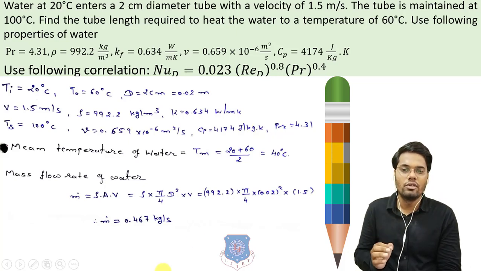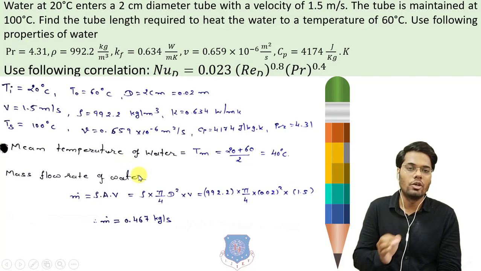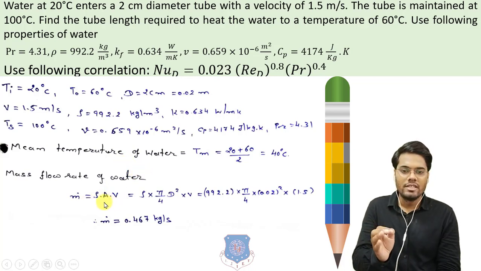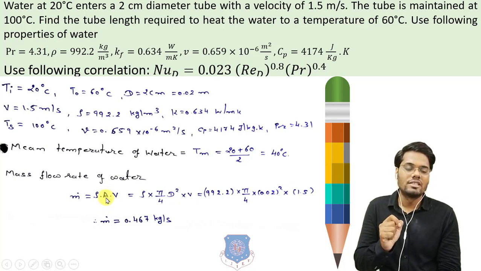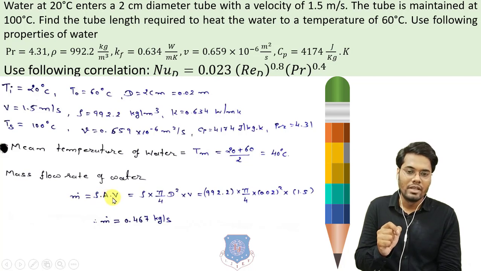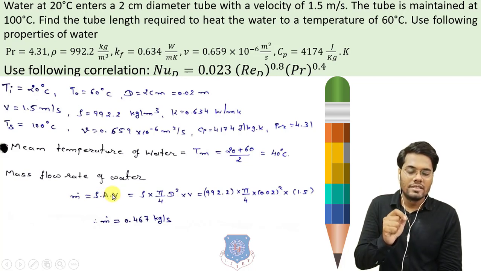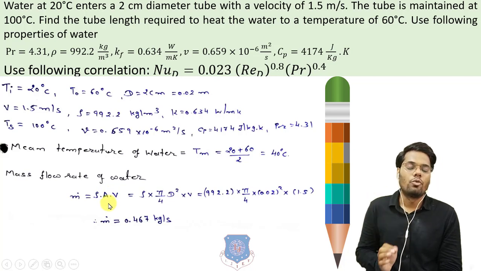So we can easily calculate the mass flow rate of water by using the equation density into area into velocity. The unit of density we know is kg per meter cube. The unit of area is meter square, so kg per meter, and the unit of velocity is meter per second. So this is kg per second, which is mass flow rate.